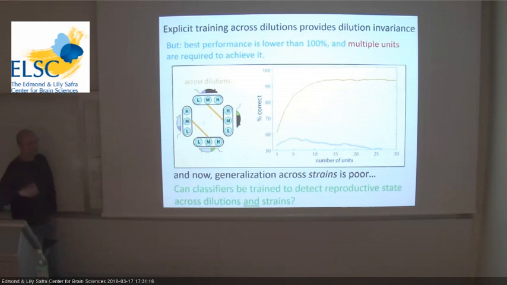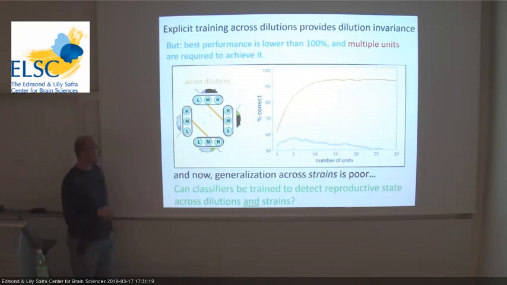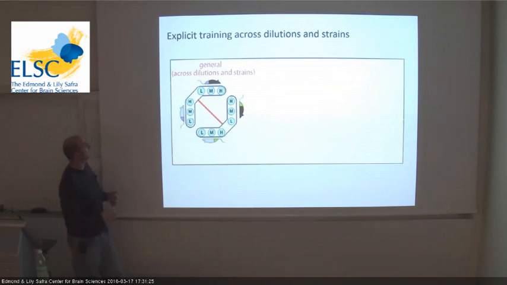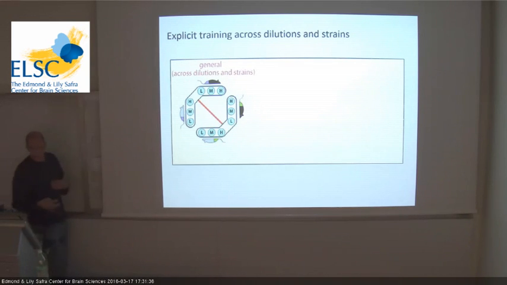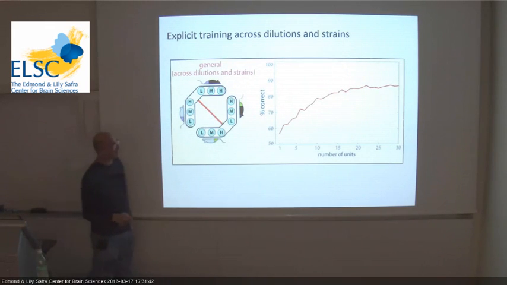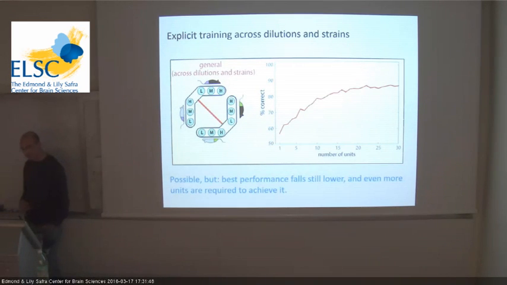This is a bit tiring, but this is now the last stage of this analysis. Can we train a classifier to detect the reproductive state across both dilutions and across strains? Here we're trying to compare all of these to all of these. We'll give the classifier one of these stimuli, which could be one of two strains and one of these three dilutions, and it will have to tell us whether it's an estrus or a non-estrus female. And this is the performance of this classifier. Again, you see the same trend that performance falls off, but compared to the other classifiers, the best performance falls more dramatically with the number of units, and even more units are required to achieve the maximum performance, which is not as high as before.